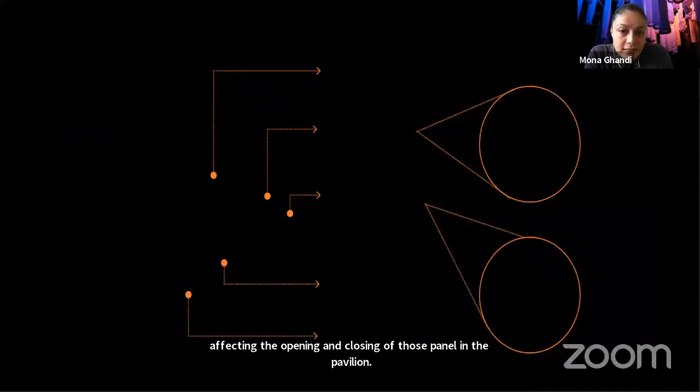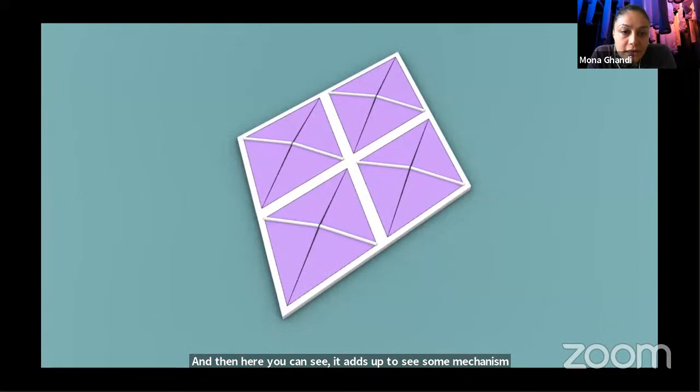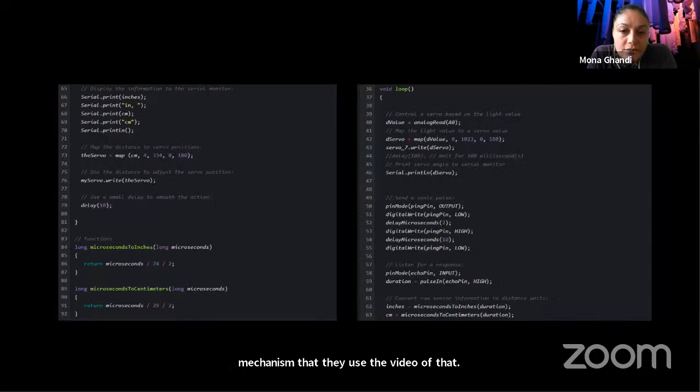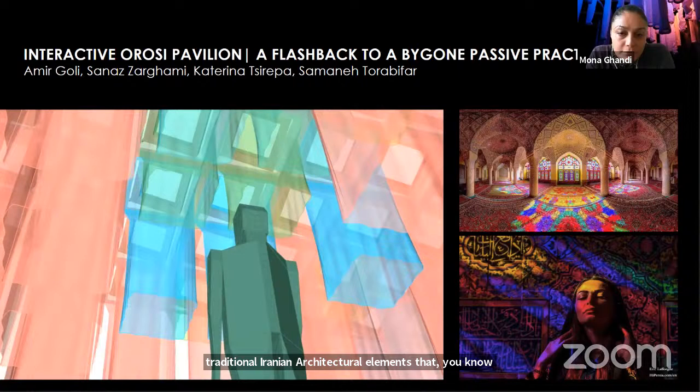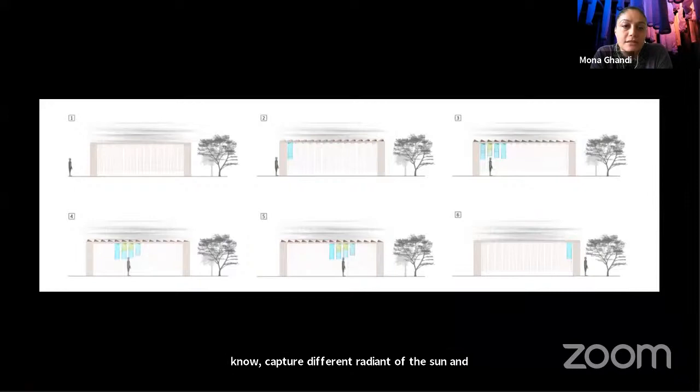And then here you can see the adaptive system mechanism that they use, the video of how it's performed using the shape memory alloy, the code that they use to operate the panels with the sensors, and the physical computing simulation. This project was focused on an interactive Orsi pavilion, which is a traditional Iranian architectural element that captures different radiance of the sun and creates a very interesting effect in the project.